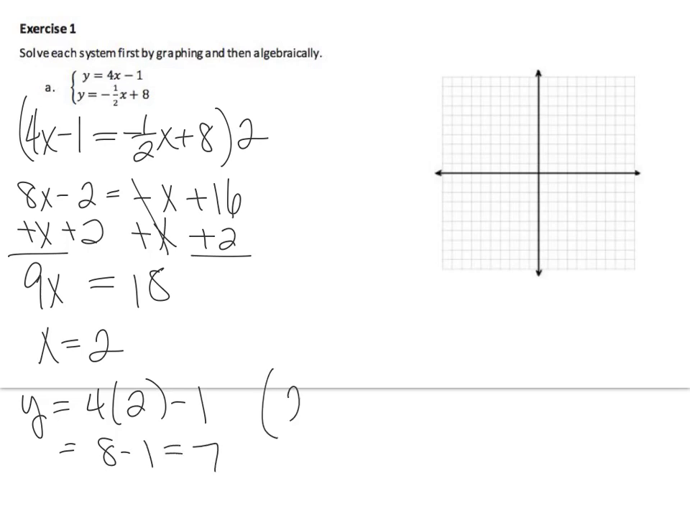My ordered pair is 2, 7, x, y. And there you see my graphical solution. Okay, and it does support my algebraic solution. Pretty cool.